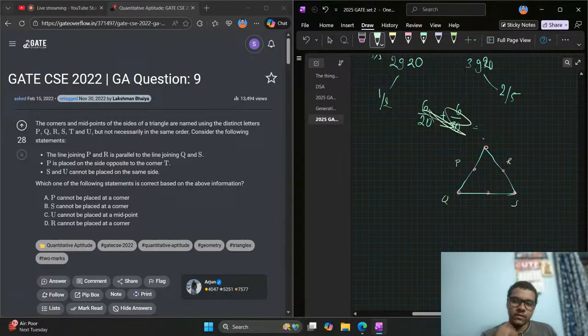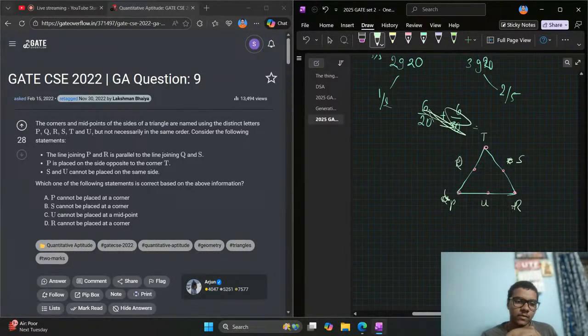Okay, so let this be corner T. Then this will be P and R, and this will be Q and S. That worked out. S and U cannot be placed on the same side. S and U. Okay, that worked out.